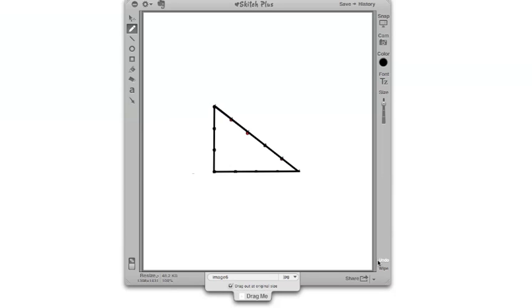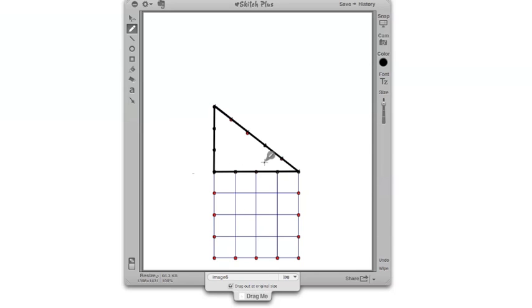Now I want to look at my legs squared, and I'm going to see if that gives me my hypotenuse squared. So if I look at 4 squared, I have 4 across and 4 down. That's a total of 16 squares. So if I count them all up, 16 squares in here. And I can look at my other side squared as well. So my 3 squared, and that gives me a total of 9 squares.